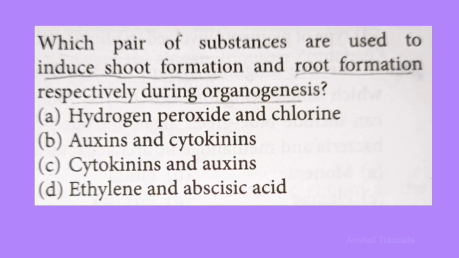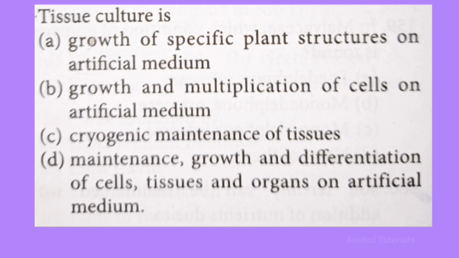And the next question: which pair of substances are used to induce shoot formation and root formation respectively during organogenesis, so the correct answer is option C, that is cytokinin for shoot formation and auxin for root formation. Tissue culture is, so the correct answer is option D, that is maintenance, growth and differentiation of cells, tissue and organ on artificial medium.